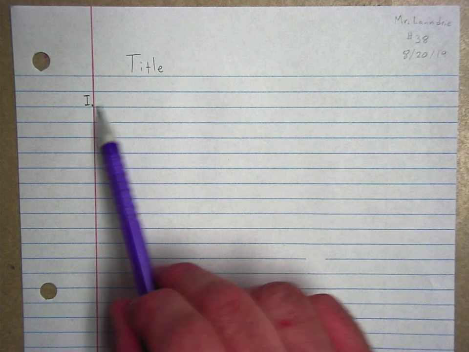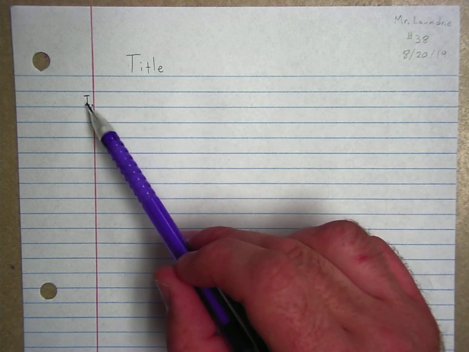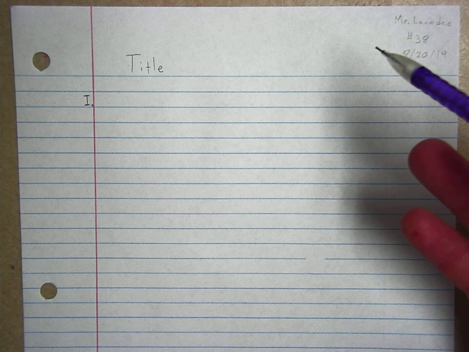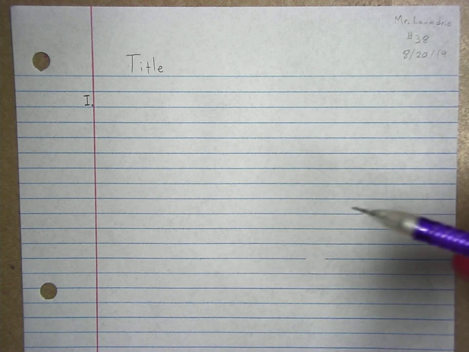So Roman numeral 1, it looks like an I, but it's a Roman numeral 1 to show that this is the first in the series. This Roman numeral will match up with whatever lesson we're on. So if we're on lesson 3, it'll be a Roman numeral 3. Lesson 11 will be a Roman numeral 11.